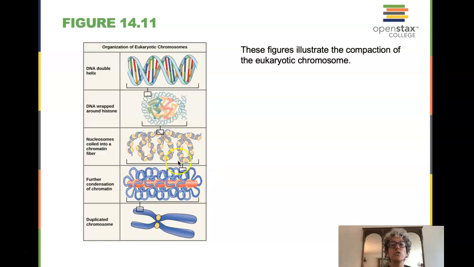It continues to condense into chromatin after replication, so that when we look at our cells in prophase of either mitosis or meiosis, we see those condensed, duplicated chromosomes. Prokaryotic chromosomes also condense, but they do not have histones. They just coil in on themselves to compact.